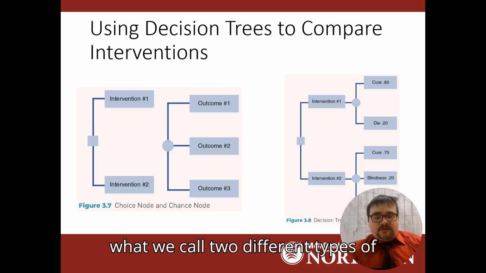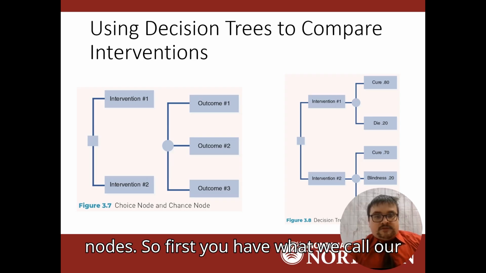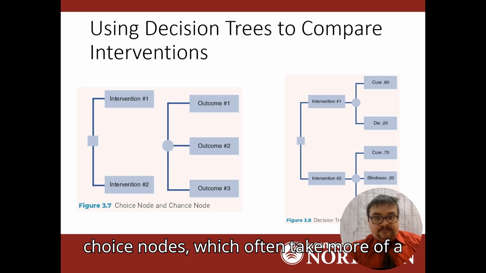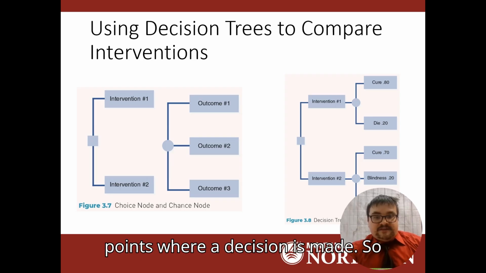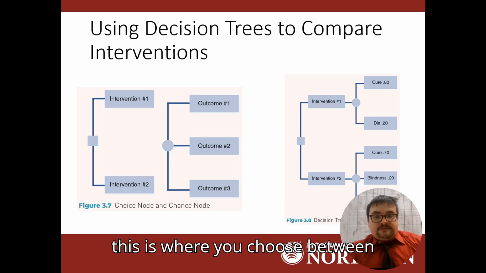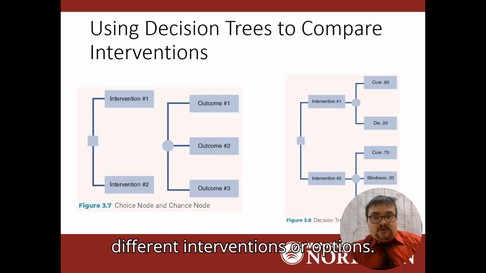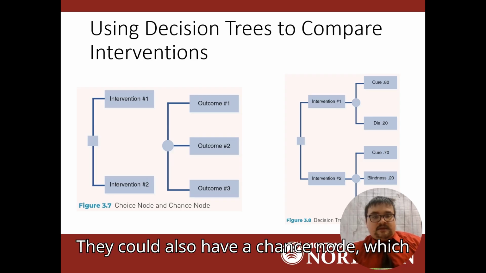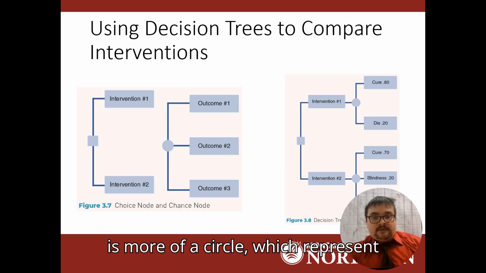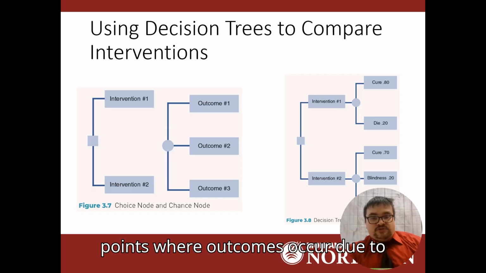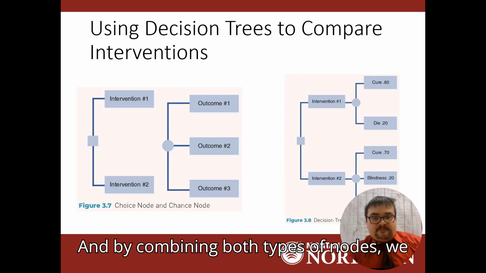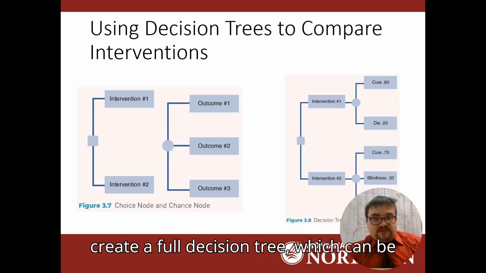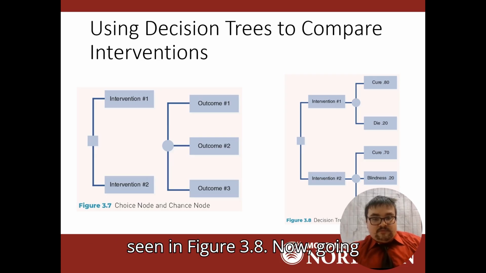And they often have what we call two different types of nodes. First you have what we call choice nodes, which often take more of a square shape. These represent points where a decision is made. So this is where you choose between different interventions or options. They can also have a chance node, which is more of a circle, which represents points where outcomes occur due to chance, such as probabilities of different events or results. And by combining both types of nodes, we create a full decision tree, which can be seen in figure 3.8.